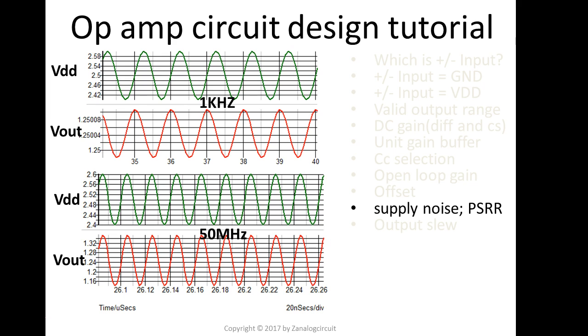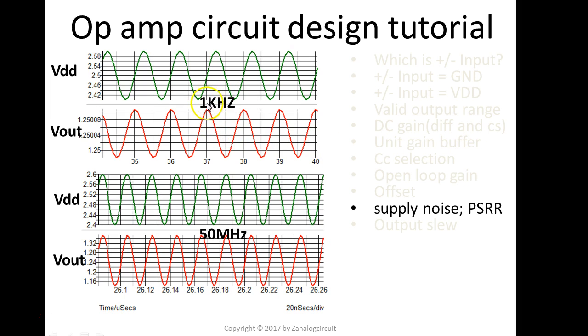But in reality, when you have noise on the supply line, you're going to inject some noise into the output. So what I'm doing here is I did two simulations. In one, I inject a 1 kilohertz sine wave into the DC supply. In the other case, I inject a 50 megahertz sine wave into the 2.5 volts DC supply. And then I look at the output and try to see how well behaved my output is.